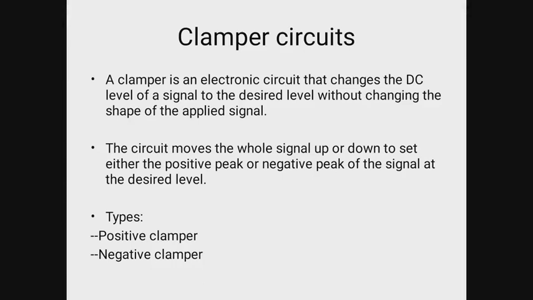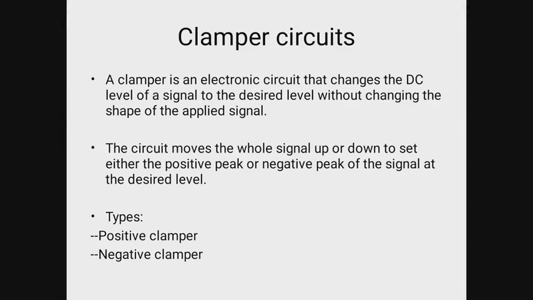Now I am going to discuss other applications of diodes, which are basically clamper and clipper circuits. A clamper is an electronic circuit that changes the DC level of a signal to the desired level without changing the shape of the applied signal. The circuit moves the whole signal up and down. When the whole signal moves in the upward direction, this kind of clamping is called positive clamping, and when it moves in the downward direction, it is called negative clamping.